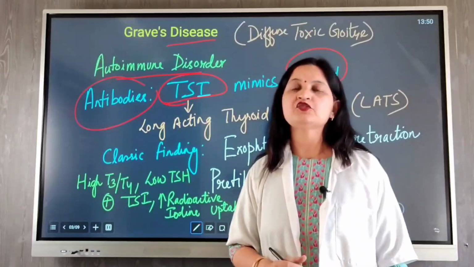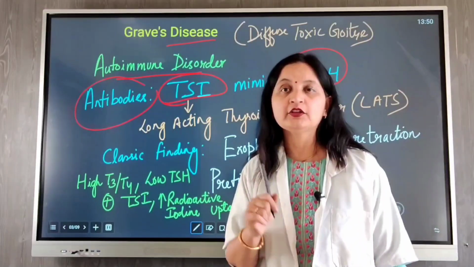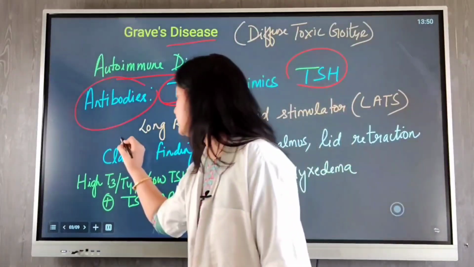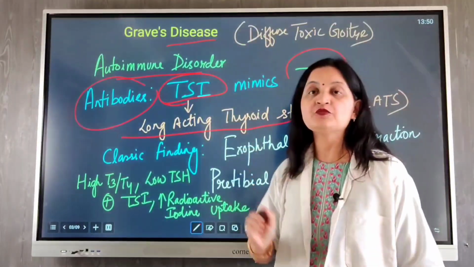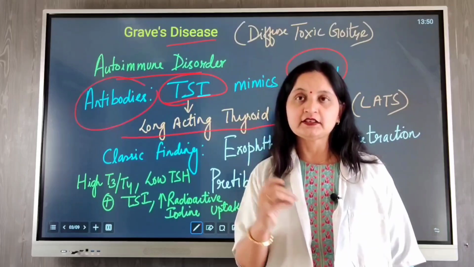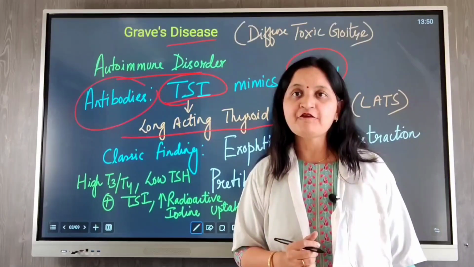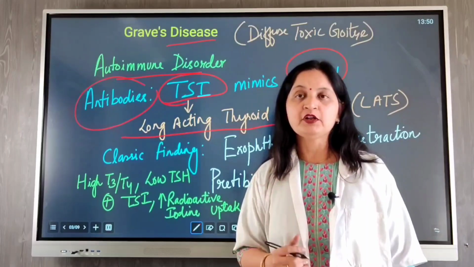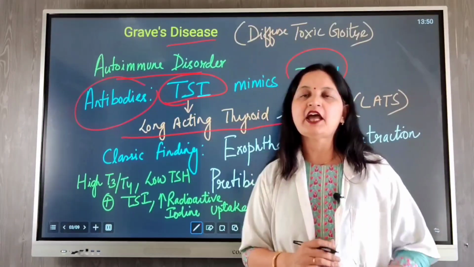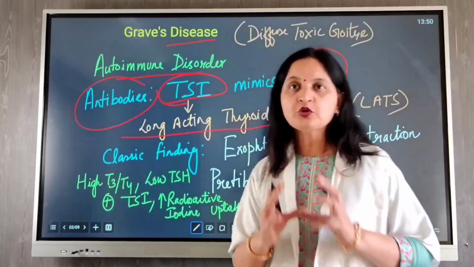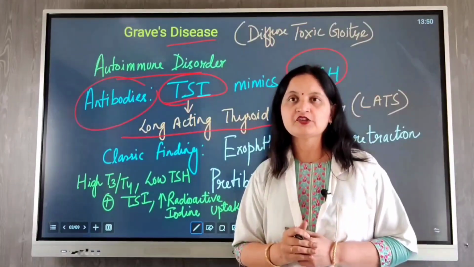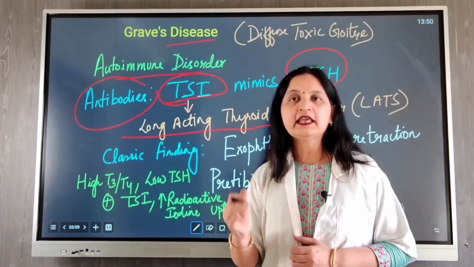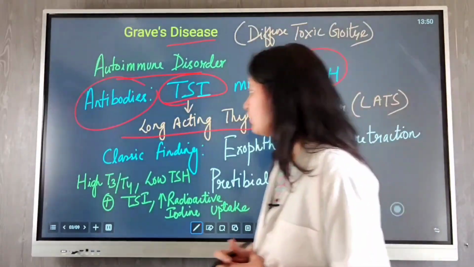When compared to thyroid stimulating hormone, this immunoglobulin or antibody is a long acting thyroid stimulator, which means that it continuously stimulates the thyroid gland, resulting in excessive formation of T3, T4 releasing into the circulation, and is responsible for hyperthyroidism and thyrotoxicosis. So, autoimmune process, production of thyroid stimulating immunoglobulins, continuous stimulation of the thyroid gland, resulting in hyperthyroidism or thyrotoxicosis.